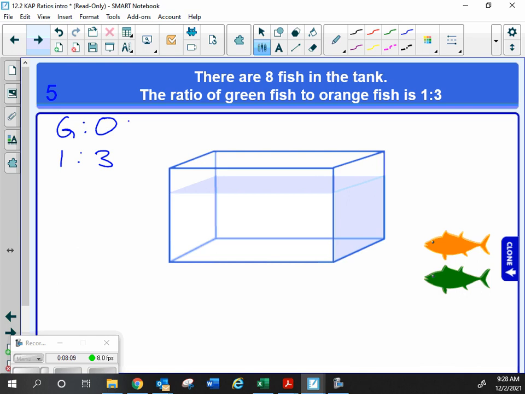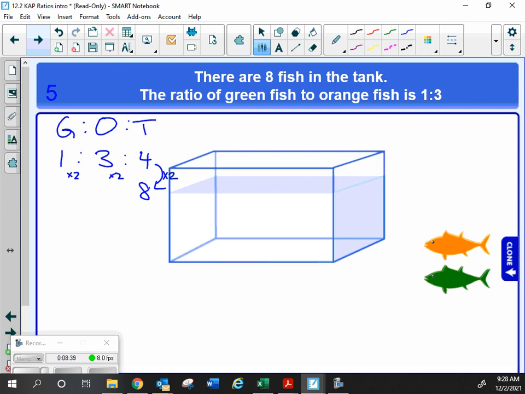Okay, what's the total? I'm going to put T for total. What's the total number in that? 8. No. If I had a 1 to 3, that's a total of 4. But I don't have 4 fish. It's telling me I need to have 8 fish. So what can I do? I can multiply by 2. And whatever I do over here, I need to do to all of the terms. So I don't want this to be too confusing, but it's almost like a 3-part proportion. I'm going to do this times 2 and this times 2 to keep that ratio the same.